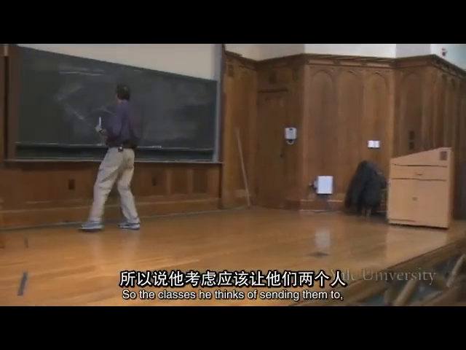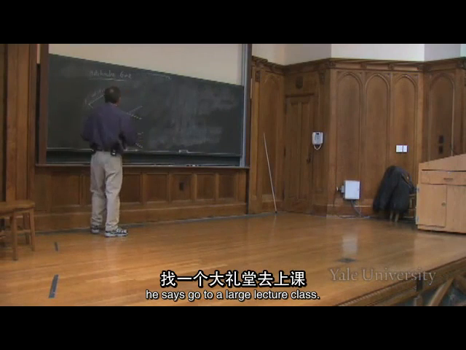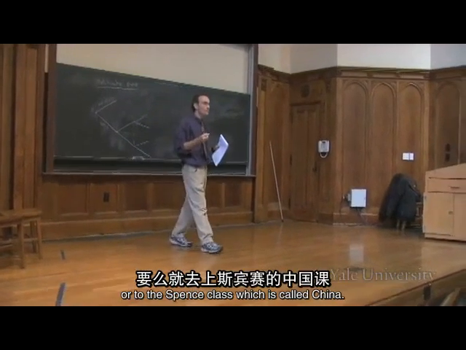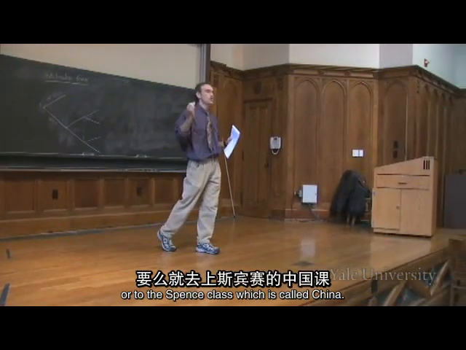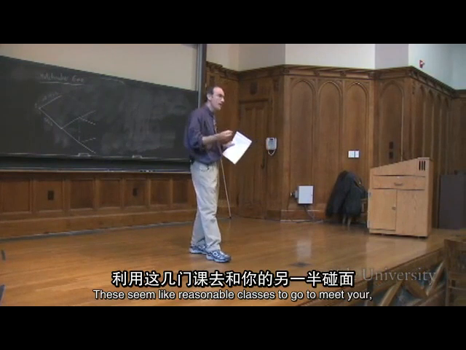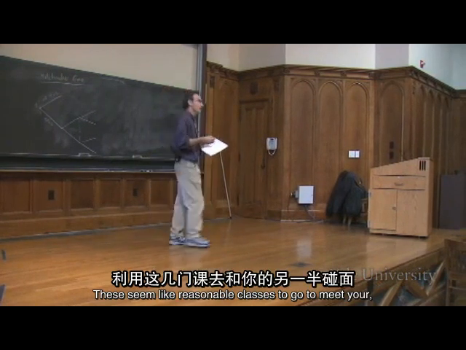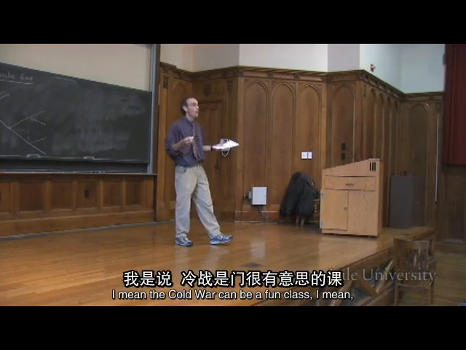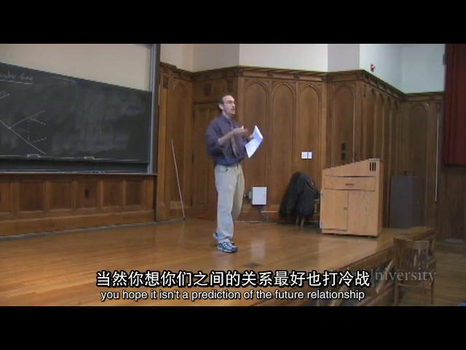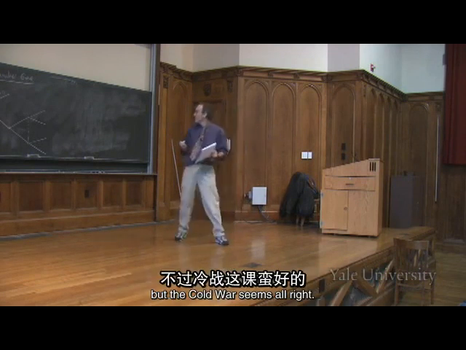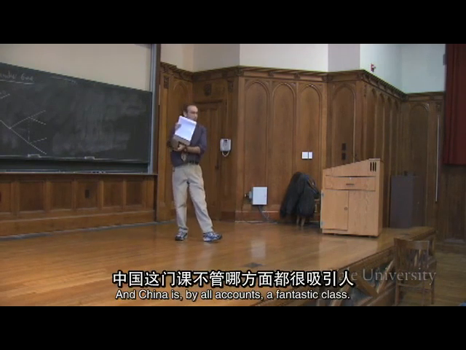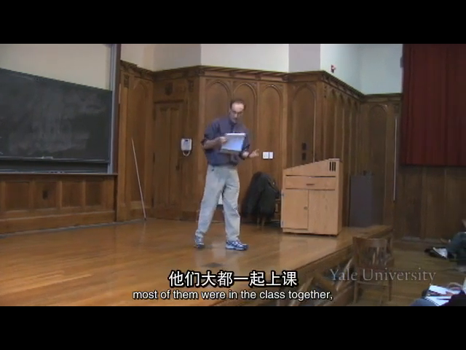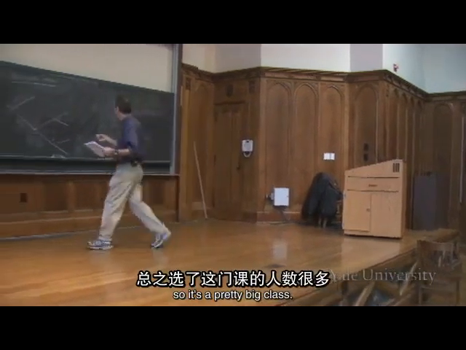So the classes he thinks of sending them to, he says, go to a large lecture class. So they're either going to go to the Gaddis class, which is called Cold War, or to the Spence class, which is called China. Everyone knows about these classes, right? And these seem like reasonable classes to go to meet somebody. The Cold War is a kind of fun class. I mean, you hope it isn't a prediction of the future relationship, but Cold War seems all right. And China is, by all accounts, a fantastic class. It involves something like 20 million people, most of whom are in the class, I gather. So it's a pretty big class.